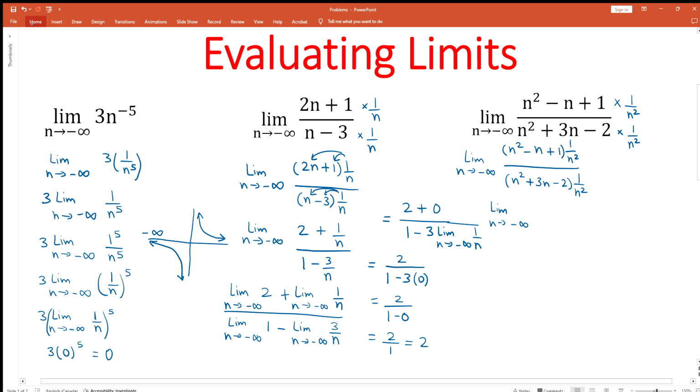Next, we can distribute 1 over n squared in the numerator and the denominator. In the numerator, n squared times 1 over n squared is 1. Negative n times 1 over n squared is negative 1 over n. 1 times 1 over n squared is 1 over n squared. In the denominator, n squared times 1 over n squared is 1. 3n times 1 over n squared is 3 over n. Negative 2 times 1 over n squared is negative 2 over n squared. Now we can use the algebraic laws of limits to apply this limit to each term in the expression.